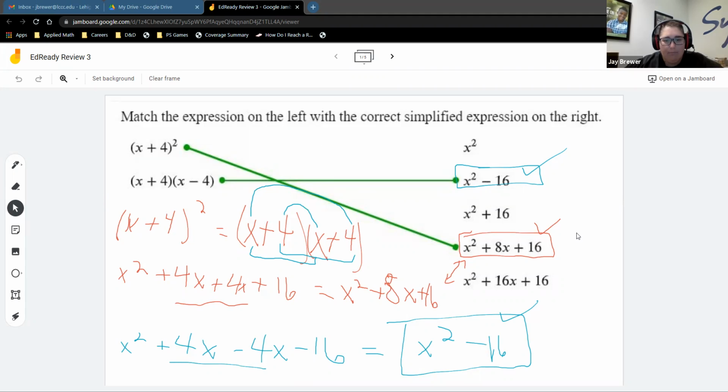We discussed this problem in the last review, but I just wanted to bring it up again so you can review it. Remember, if you see something like this, x plus 4 quantity squared, you actually have to write it out, x plus 4 times x plus 4. It is a multiplication of two binomials. And then, of course, you can see how easily just one mistake will get you to possibly a different answer.